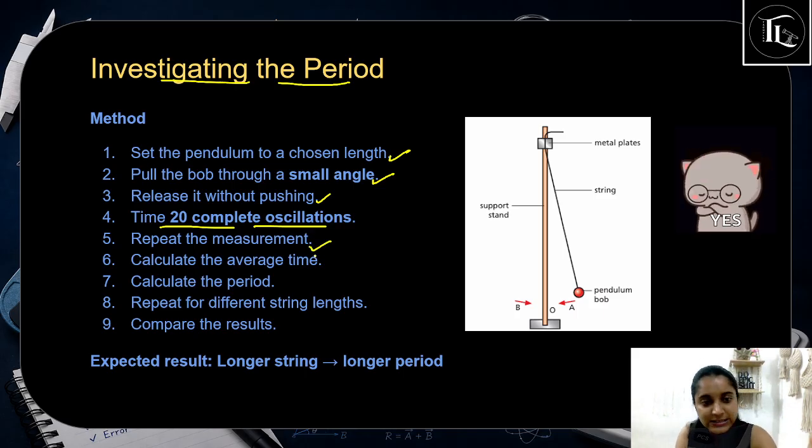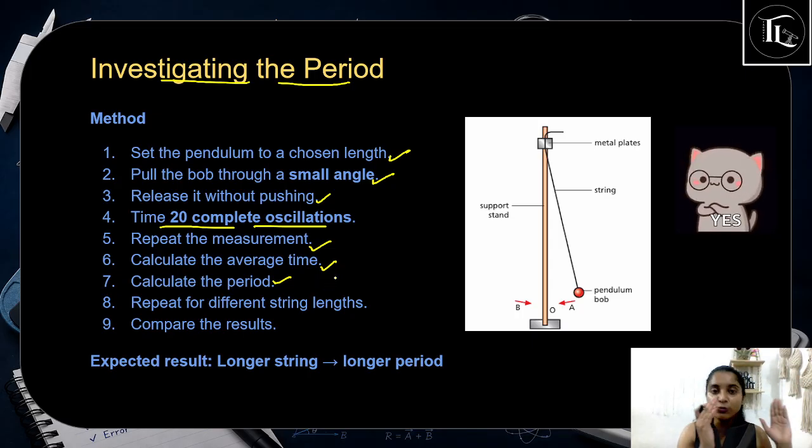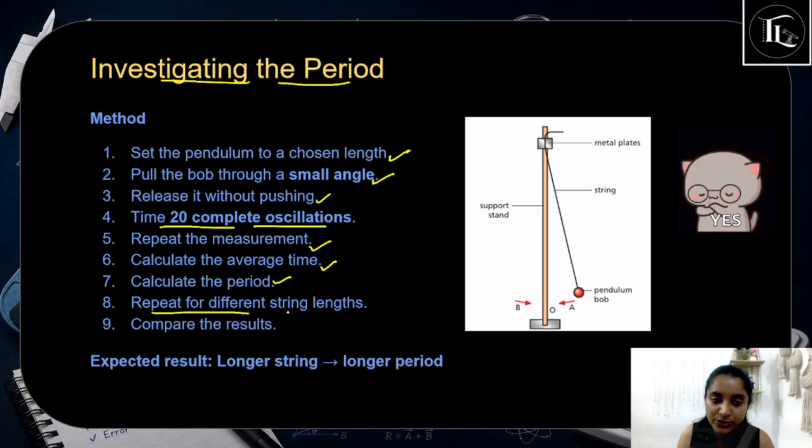We are going to repeat this experiment. We will find out the average time and the time period. And now we are going to change the length. Remember, we are going to change the length of the string. So here we are going to repeat the same experiment over and over again for different lengths of the string. And then we are going to compare the results.